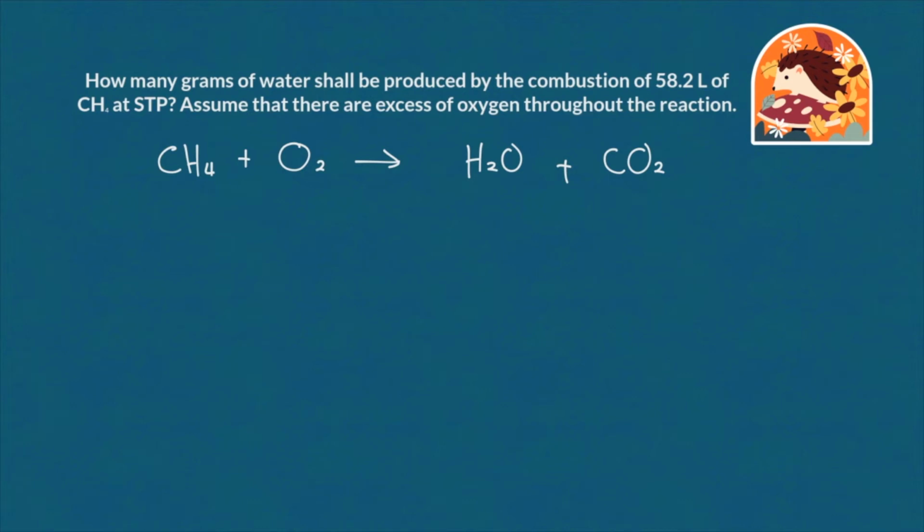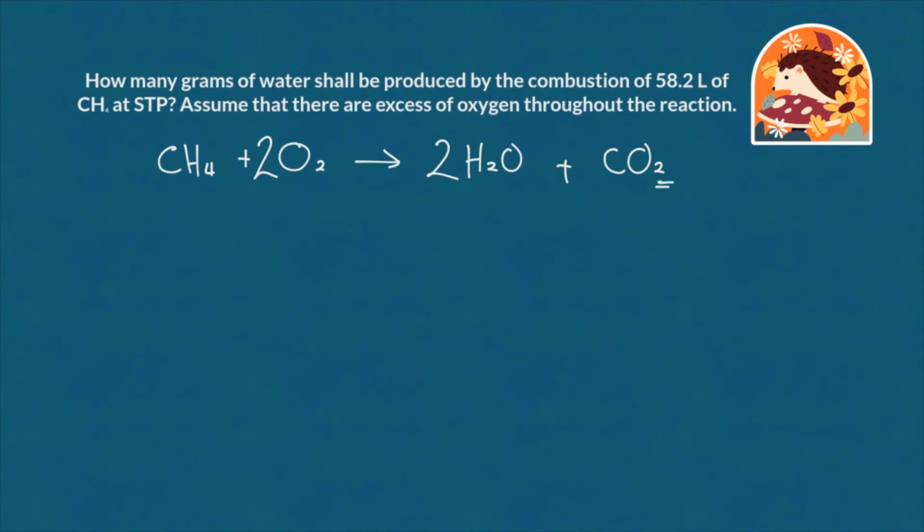So here you only have 2 oxygen, but here 2 plus 1 is 3. So what you are going to do is you need to add 2 here so that you have 4. So 2 times 1, so 2 plus another 2 here, so it's going to be 4 oxygen.